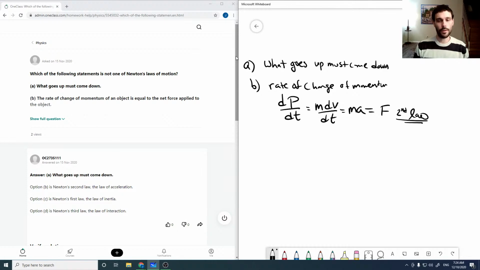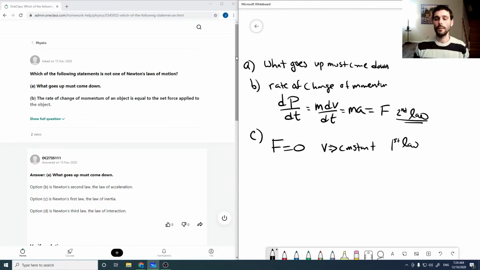So that's definitely one of the laws. C is, in the absence of a force, an object moves with constant velocity. So if F equals 0, then V is constant. And I believe that's Newton's first law.